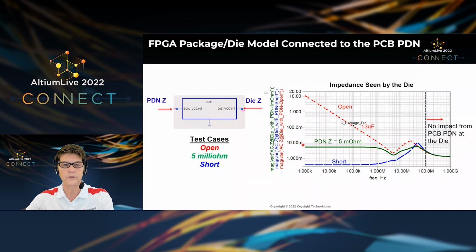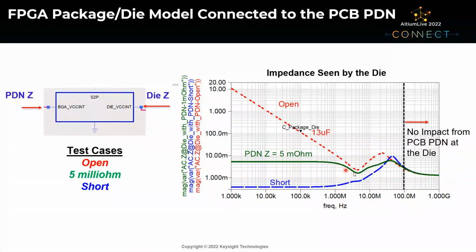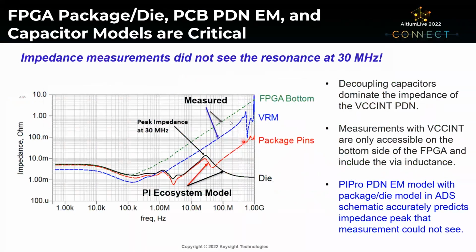So this is just a very simple analysis, but it gives us a lot of insight into what target impedance I want to be designing for my system and how high in frequency my decoupling capacitors need to go. One other thing to look at is that if I look at that PI ecosystem of the FPGA package die, my printed circuit board PDN, power delivery network, and the VRM and decoupling capacitors, if I look at that whole system and try to connect them together, I really want to look at what is the performance of that.